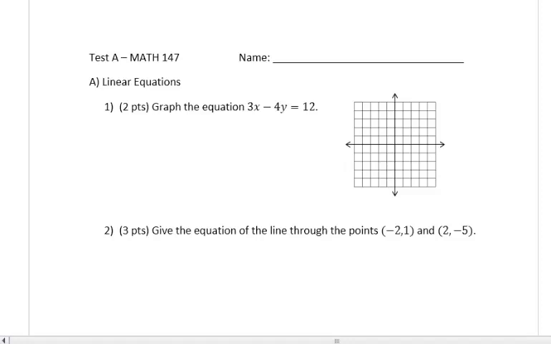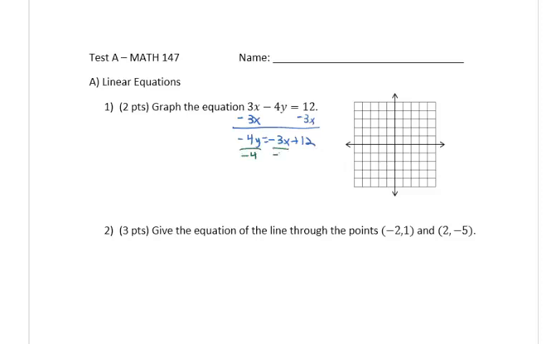This first test started with graphing of linear equations, asking to graph 3x minus 4y equals 12. First, it has to be solved for y in order to solve it. So I'm going to subtract 3x from both sides. That'll give us negative 4y equals negative 3x plus 12. Now, we can't have anything in front of y, so we'll divide each term by negative 4. And when we do, we'll end up with y equals a positive 3/4 x minus 3.